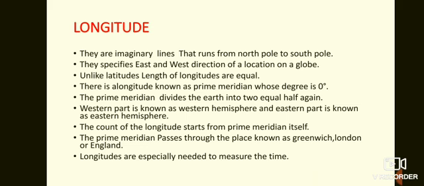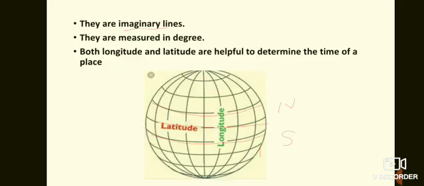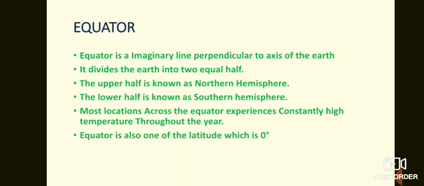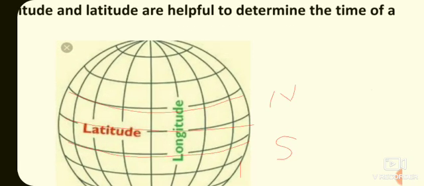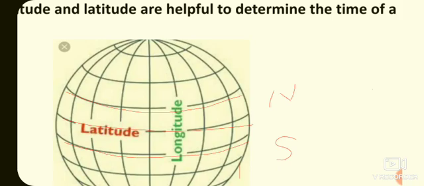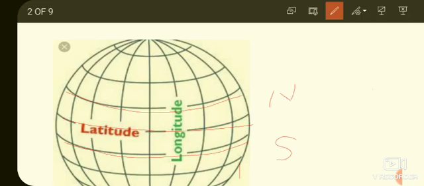Now, longitude. Longitudes are imaginary lines that run from North Pole to South Pole. This is the North Pole and this is the South Pole.